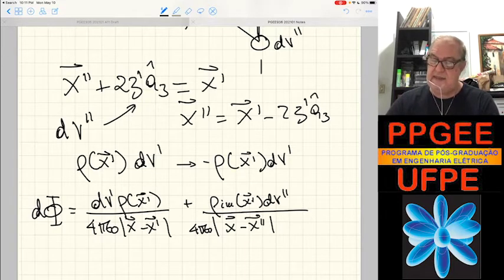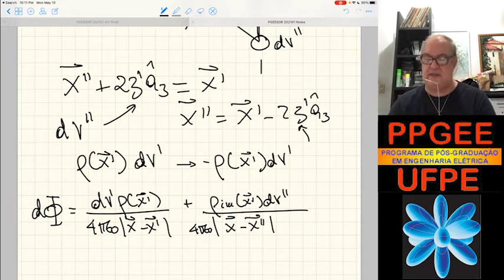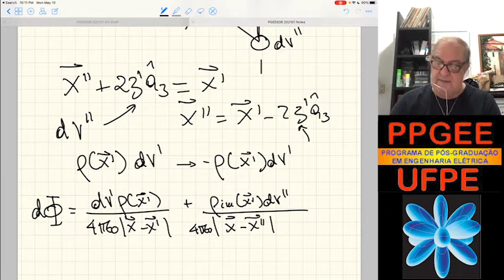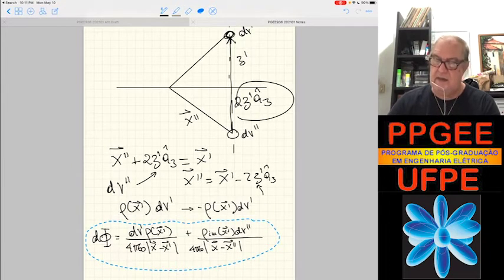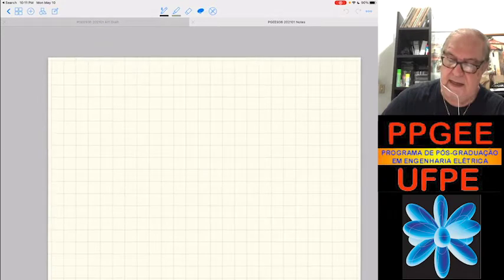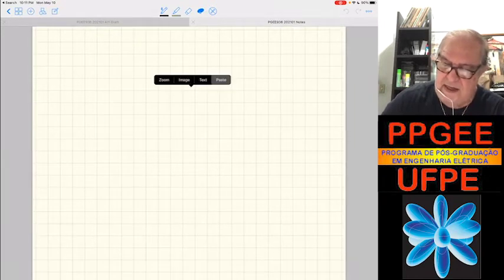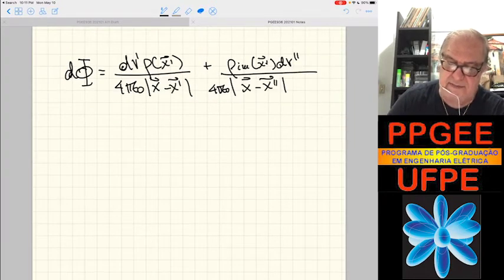Now the prescription is this: x2 prime has to be given by this expression, and the charge, when I integrate, let's move that to the next page. It's important to show in detail this thing here. Copy. Then I calculate the potential by integration on both volumes, right?